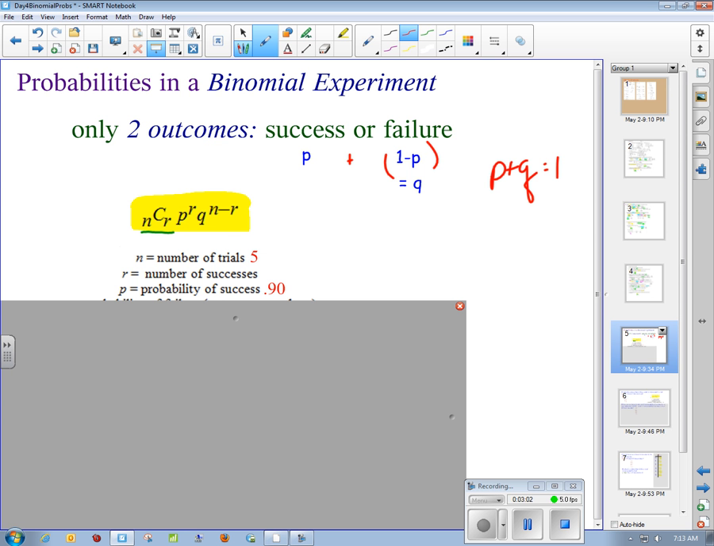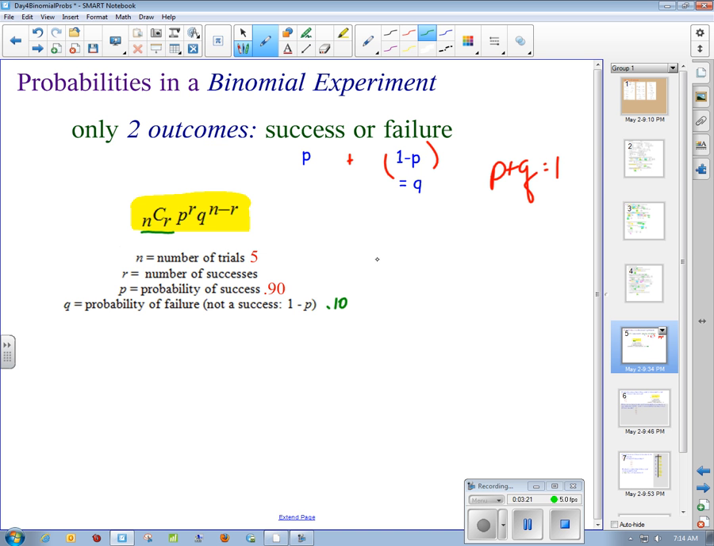Probability of success is something that you'll have to know, or it'll be obvious from the problem. In this case, we'll call it 0.9. q will be the probability of failure. So if 0.9 is the probability of success, then the probability of failure has to be 0.10. Those two are complements of each other. They add to 1. So those are the basic variables that we're going to be looking at in a binomial experiment and calculating those probabilities. And again, that formula is one you want to memorize, so make sure you have it written down.